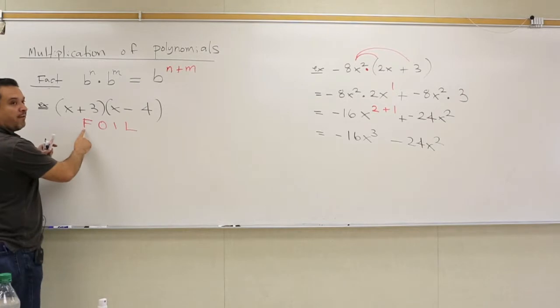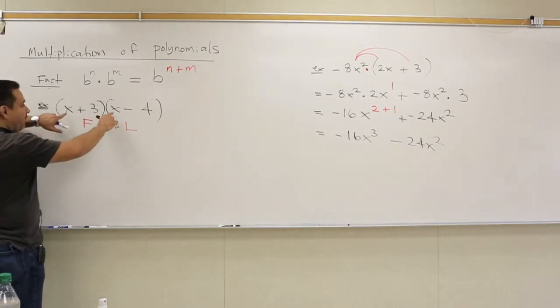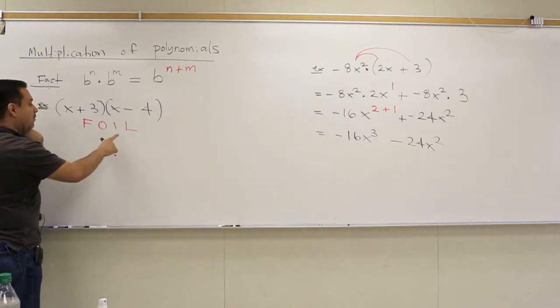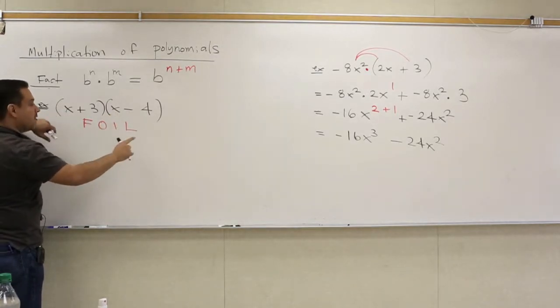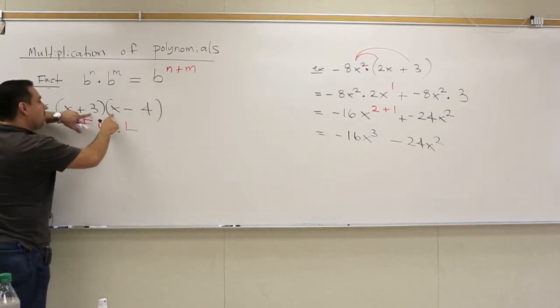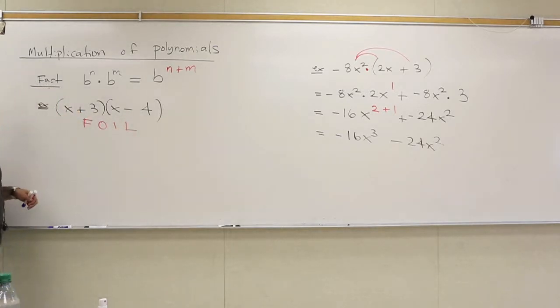You're going to take your first terms. What are the first terms? These are your first terms. And then you're going to multiply your first terms. You're going to multiply your O terms. What are the O terms? Outer terms. You're going to multiply the I terms, the inner terms. And then the last terms. That's FOIL. You guys okay with that? So go do it now.